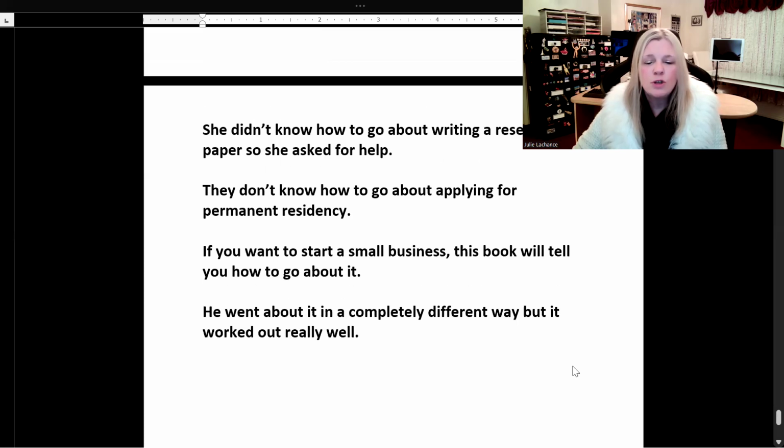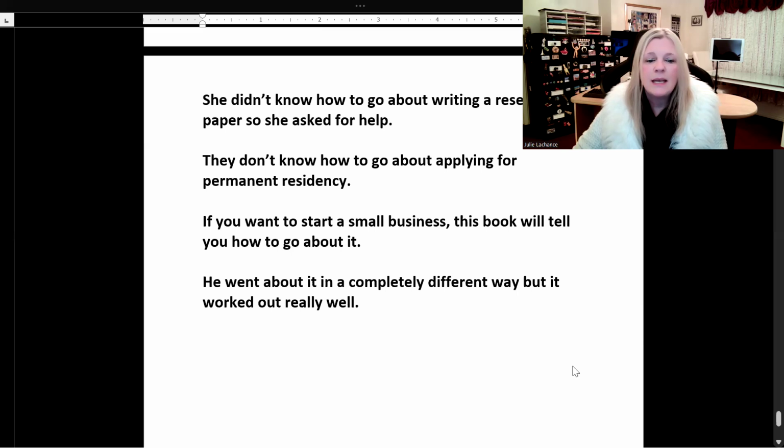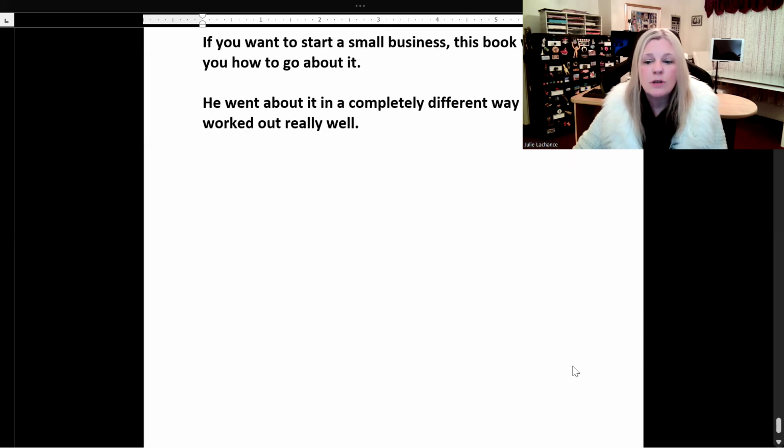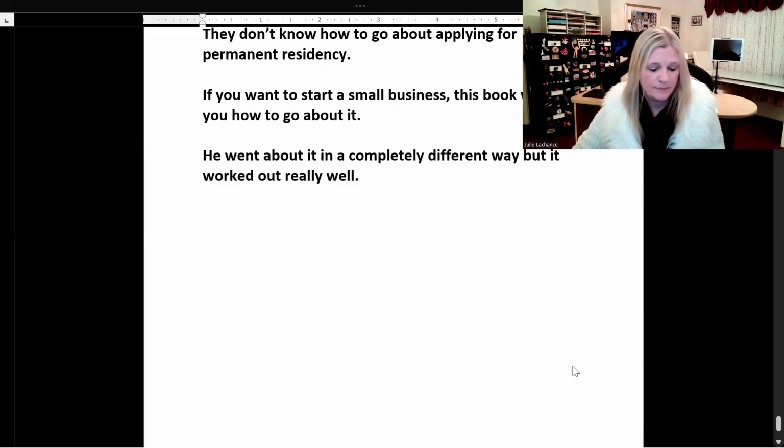If you want to start a small business, this book will tell you how to go about it. He went about it in a completely different way, but it worked out really well. That's it. That's how we use the little word about in a variety of different sentences, depending on the context.